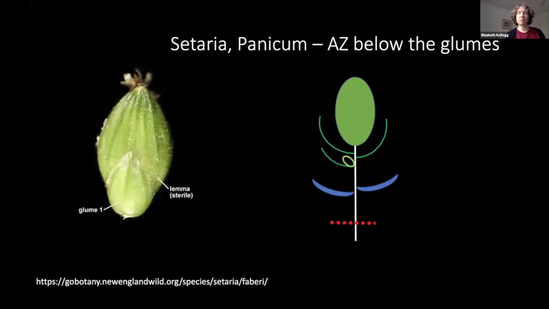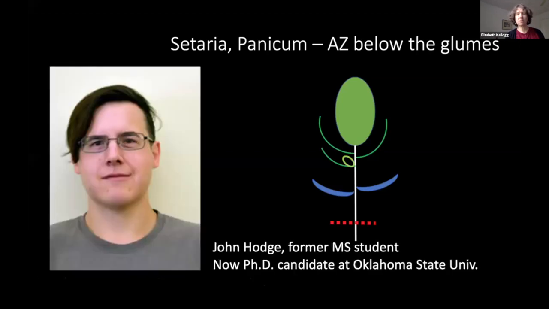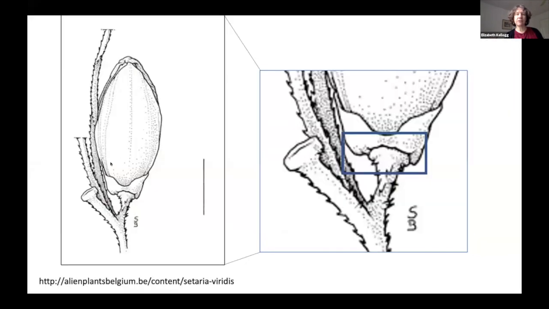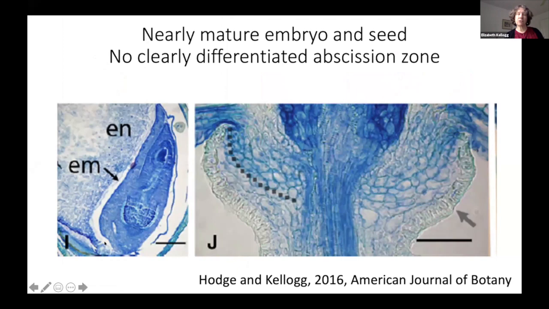So what about abscission below the glumes? What does that look like? Well, this was studied by John Hodge, who was a master's student in the lab. He's now a PhD candidate at Oklahoma State. And John got looking at the abscission zone in Setaria viridis, which is closely related to switchgrass and Panicum. And he's looking at this region right at the bottom. The abscission zone is right here, right below. So it's sectioning right through here. And I put this embryo over here. This is a mature grass embryo just to prove to you that this spikelet really is mature. It's not that we got the stage wrong.